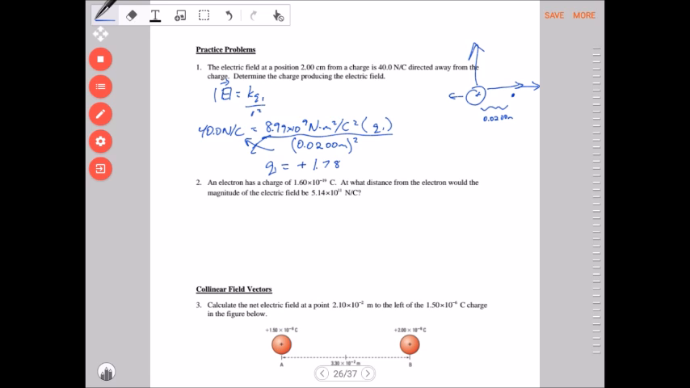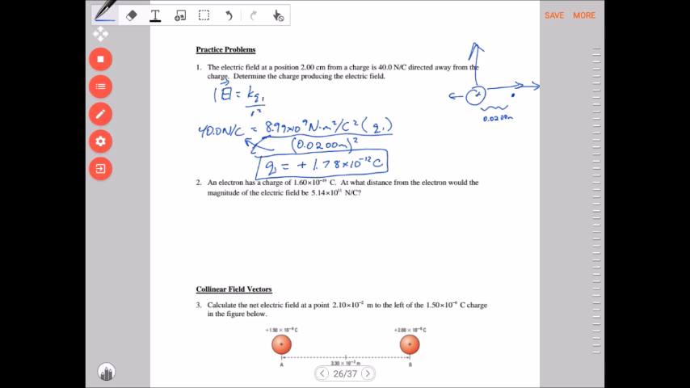1.78 times 10 to the negative 12 coulombs. We've already said that that's a positive charge because the electric field is going away. So there is our final answer. Yay! Number 2. An electron has a charge of that.